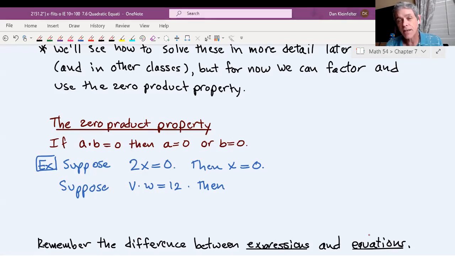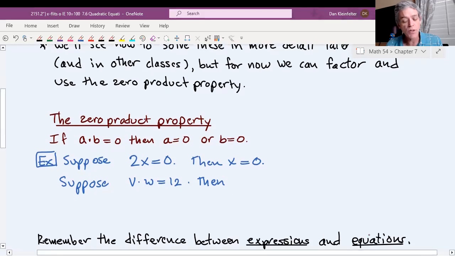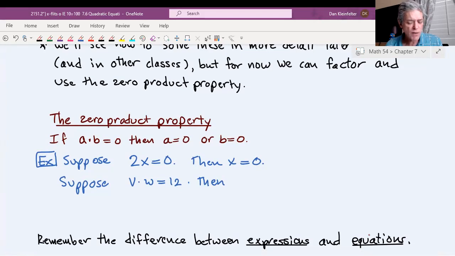The important thing here is that if you multiply together two numbers and you get 0, one of them had to be 0. And that's special for 0. You don't get that kind of special thing with other products. For example, suppose that you knew that v times w is 12. Well, I know that neither v nor w is 0, but if v times w was 12, would that mean that v was 6? Well, it could be, but not necessarily, right?